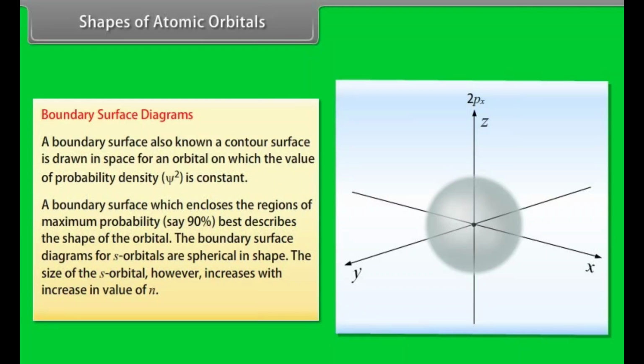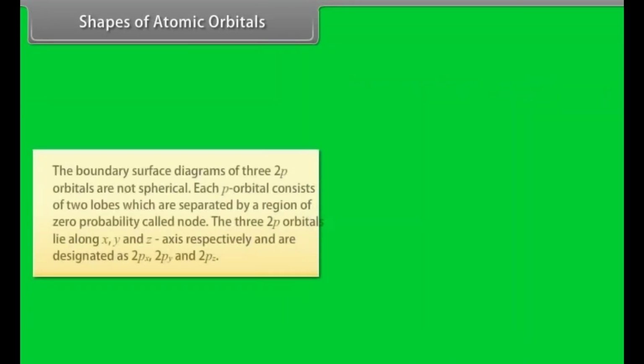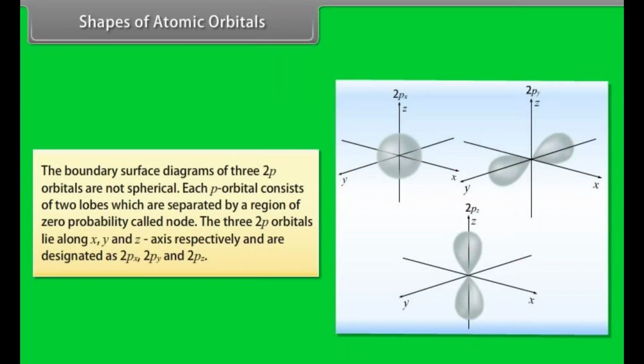The boundary surface diagrams for s orbitals are spherical in shape. The size of the s orbital, however, increases with increase in value of n. The boundary surface diagrams of the three 2p orbitals are not spherical. Each p orbital consists of two lobes which are separated by a region of zero probability called a node. The three 2p orbitals lie along x, y, and z axes respectively and are designated as 2px, 2py, and 2pz.